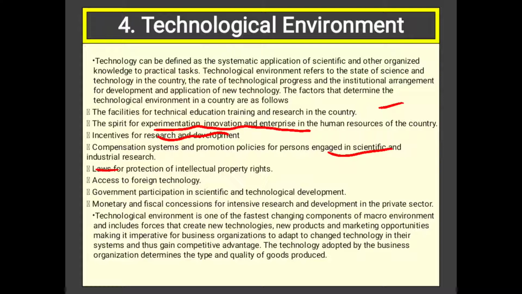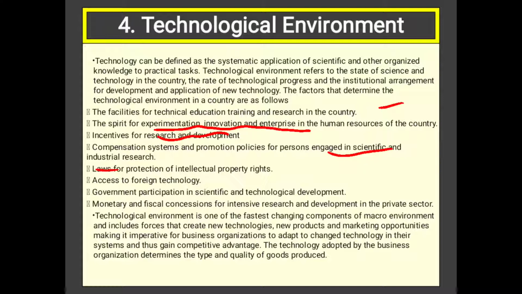Access to foreign technology. We are aware that foreigners are much ahead in technology, so we are bringing the technology from abroad. Government participation in scientific and technological development, so the government also should contribute something. Monetary and fiscal concessions for intensive research and development in the private sector. Whatever research takes place in the private sector also has to be rewarded by the government, then it will take place.